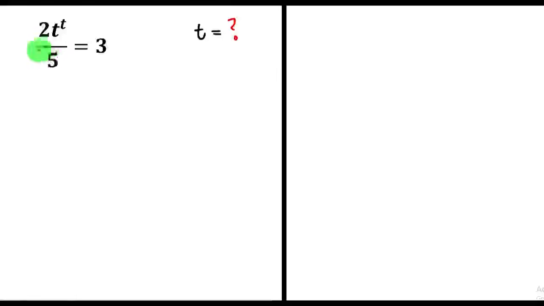Hi everyone, solving this Olympiad question. 2t raised to the power of t over 5 equals 3. What is going to be the value of t? It is best practice to guess what the value of t is likely to be.